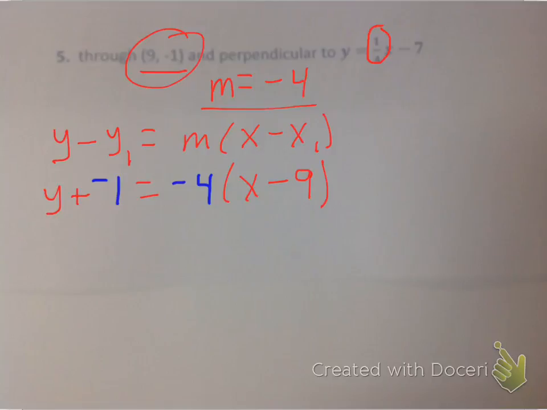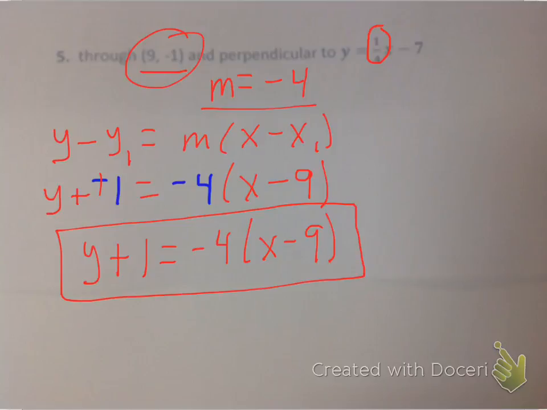Simplify your signs, the minus and negative becomes plus, so that's going to be y plus 1 equals negative 4 times (x minus 9). And that is the point-slope form of problem number 5. That concludes the video tutorial for quiz section 2.4.